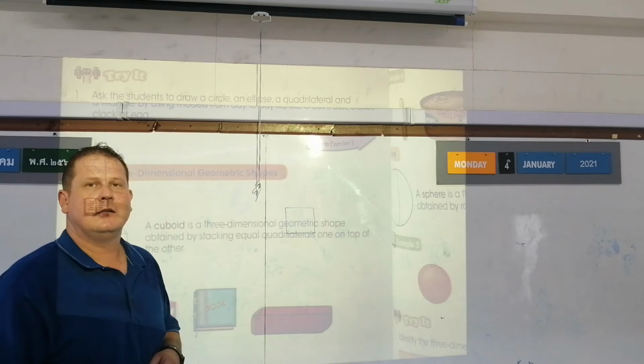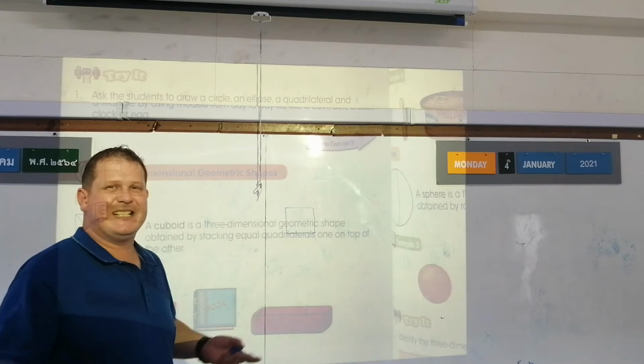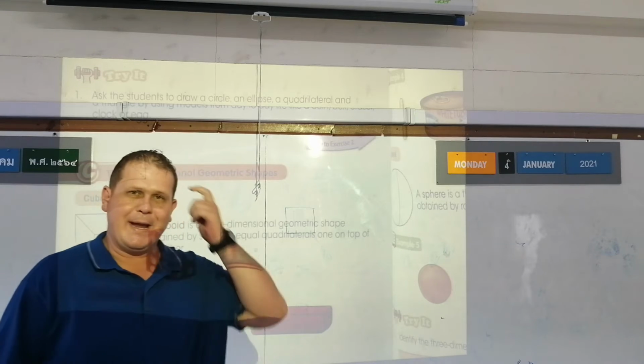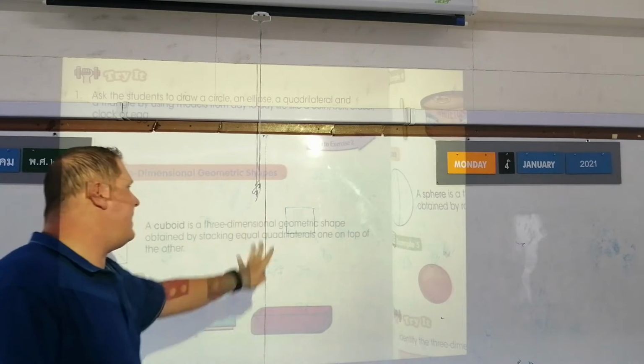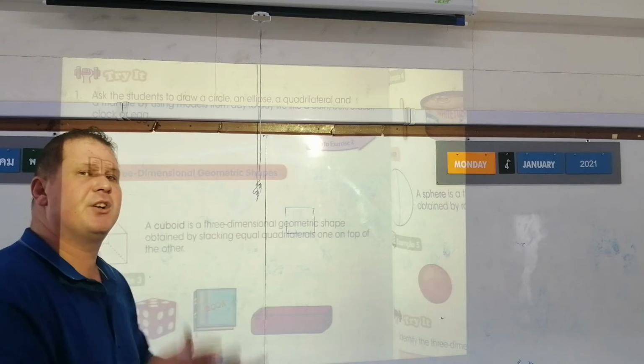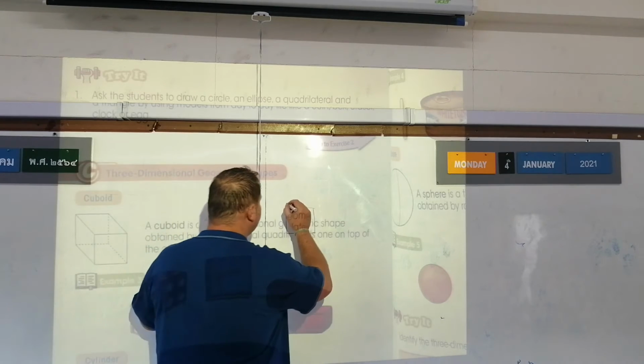Alright, what is that? A quadrilateral, yes? Or just a square, right? It's a normal square. You're only seeing one dimension. You're only seeing a flat picture of it. But let's change that. Look at this. Check this out.